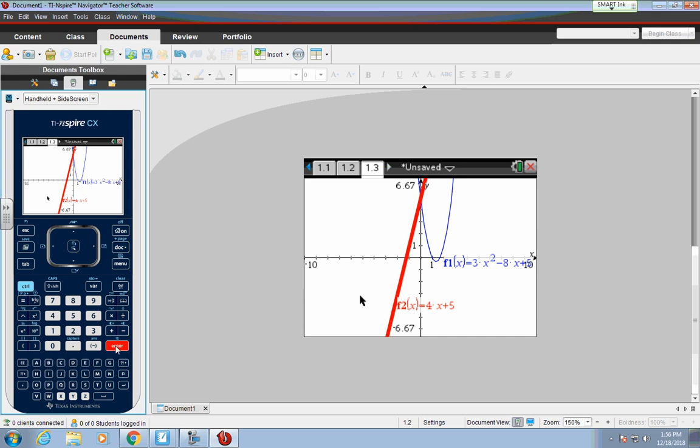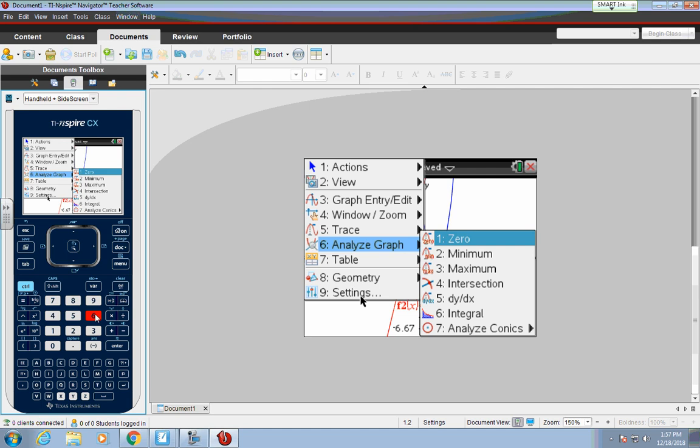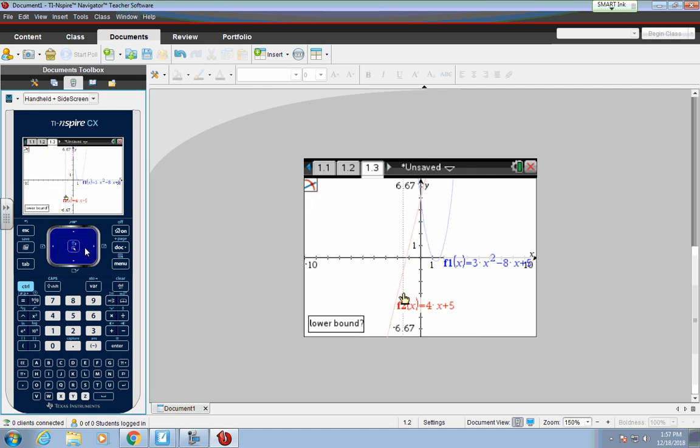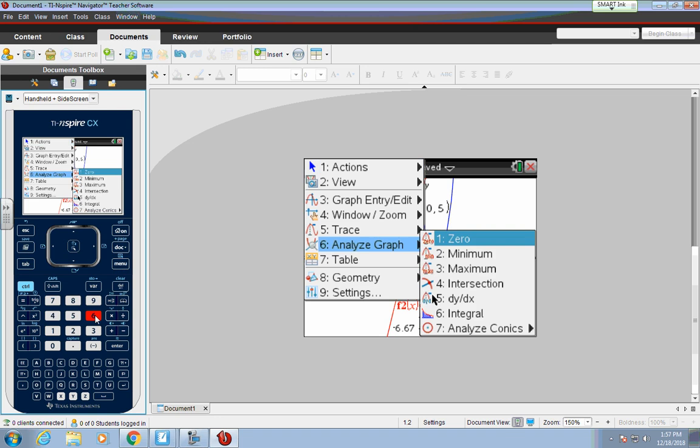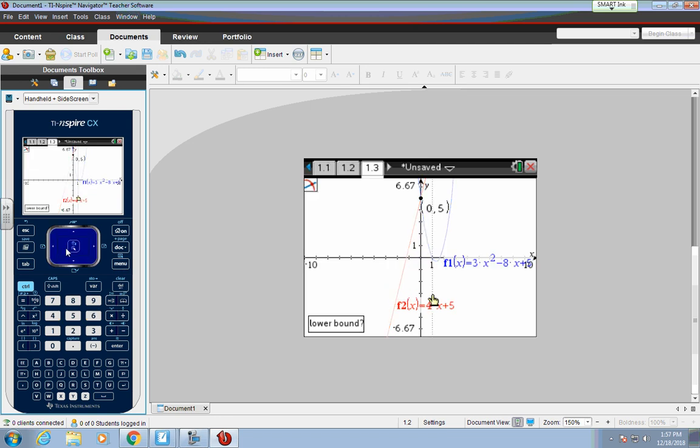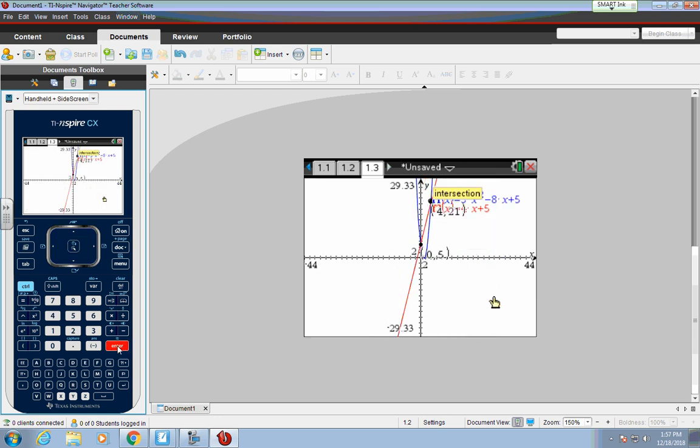If we want to find the intersection point: menu, analyze graph, intersection, lower bound, upper bound, right there, (0, 5). Okay, there's another one. Menu, analyze graph, intersection, lower bound. Get to the right of that. Enter, upper bound, far to the right. Enter, it'll zoom out for you. (4, 21), there's the other one. So we've seen that in class. I know you've done it in the past. So just a little review.